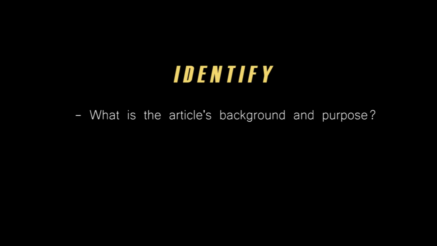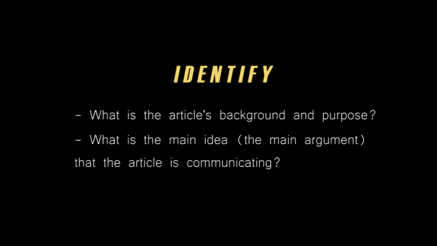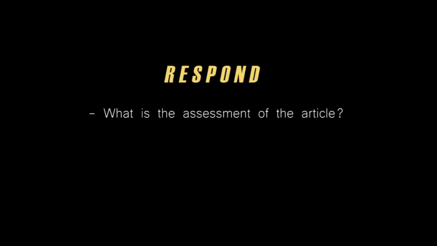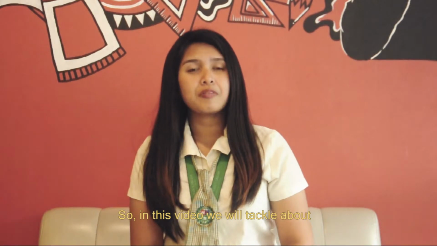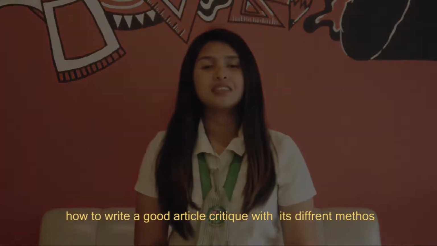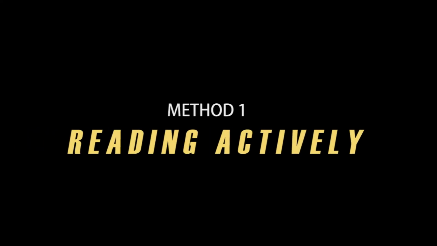So there are three main key points in writing a good critique article. In identifying, you have to consider what is the article's background and purpose, and what is the main idea that the article is communicating. In evaluating, you have to consider how convincing is the argument and how useful or applicable is the article. In responding, you have to consider what is your assessment of the article and what issues does it raise or avoid. So, in this video, we will tackle how to write a good article critique with its different methods.